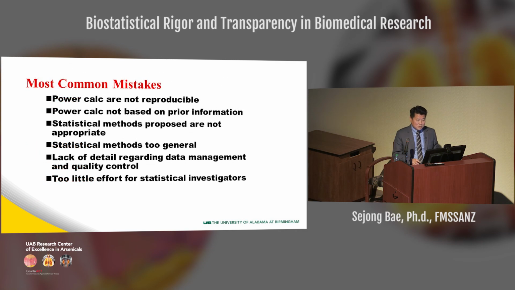So these are the most common mistakes that we get to see in the grant application. Power calculation is not reproducible based on the information that has been provided, and power calculation does not contain the prior information. Statistical methods proposed are not appropriate based on the power and sample size calculation that's provided. And sometimes the statistical method is too general, not specific, like it's coming off from the textbook, and that's a big no-no. And lack of detail regarding data management and quality control, and too little report, like you've seen on the video.